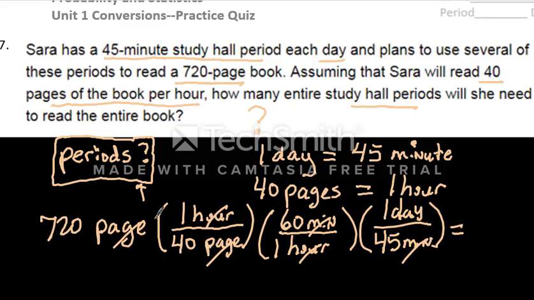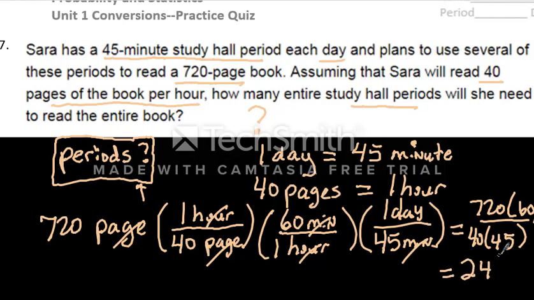So when you do all the math, you're going to do 720 times 60 divided by 40 times 45, and we get our answer. So this says it's going to take 24 days. Right? So 24 days to read that entire book, and that would be our answer there for 7.